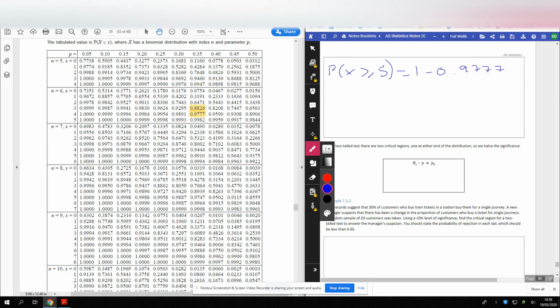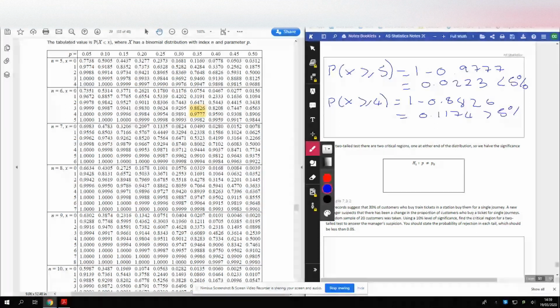It's a good practice when you're doing an exam question, if you're going less than 5%, to write down the values that would give you more than 5% and less than 5%, rather than just writing down one thing. So we're looking at the probability that x is greater than or equal to 5, which would use 1 minus 4 on here. So that's that value there, 0.9777. So that is giving me 0.0223, which is less than 5%. Looking at the other one that I've highlighted, so that's probability x is greater than or equal to 4, which is equal to 1 minus 0.8826, which is equal to 0.1174, which is obviously greater than 5%.